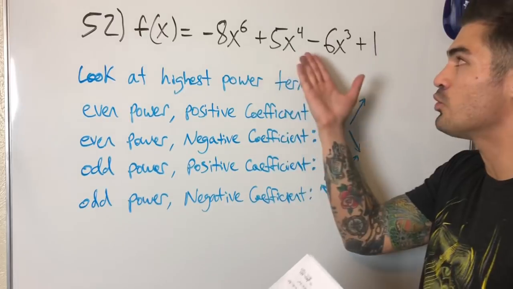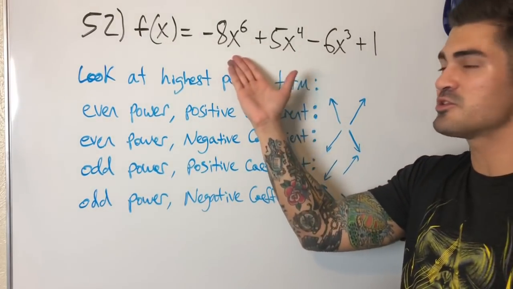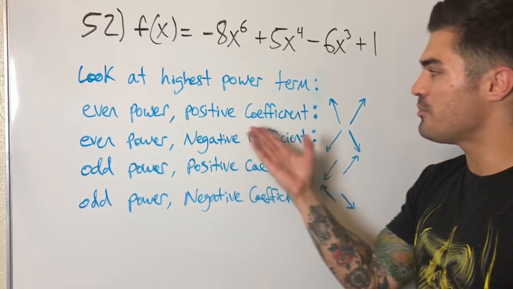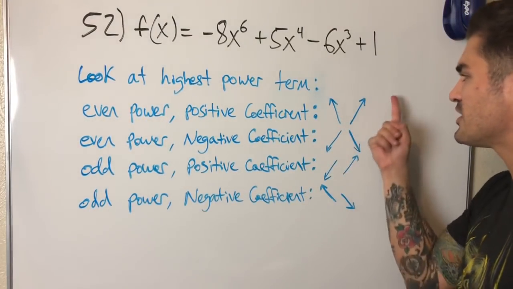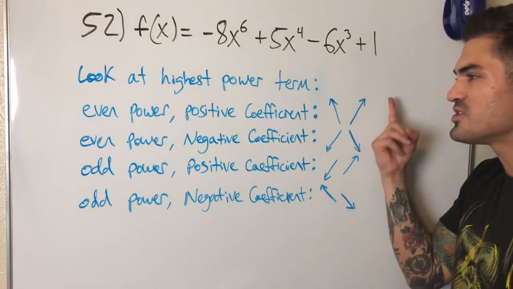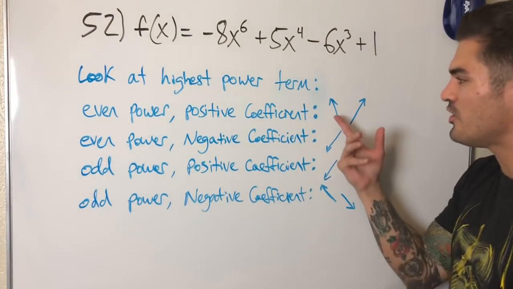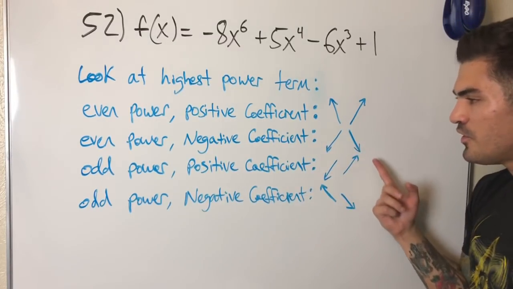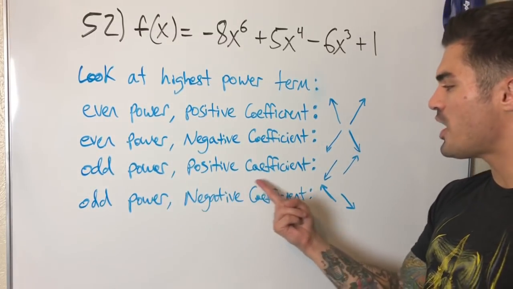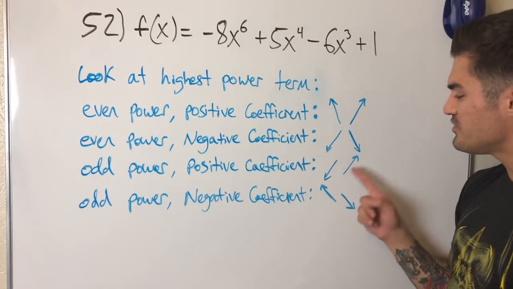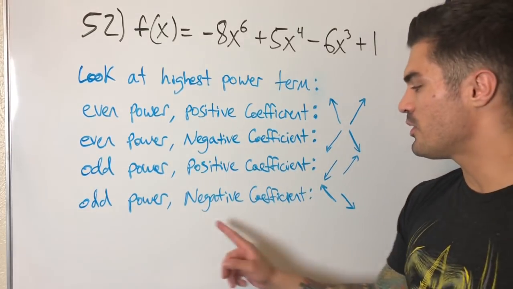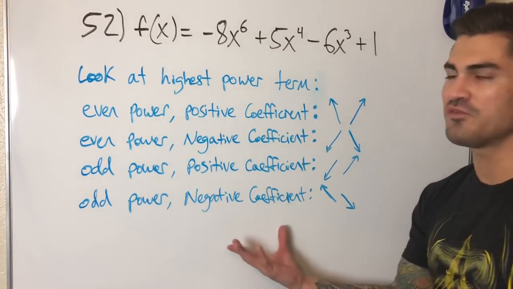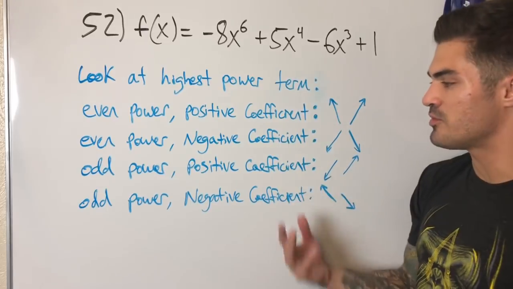So in this case, it's already in order from highest to lowest. So our highest power term is just right here. But if our highest power term has an even power and a positive coefficient, then our end behavior looks like this. So you'd say rises left, rises right, or up left, up right, however you want to call it. It looks like this. Even power, negative coefficient, falls left, falls right. Odd power, positive coefficient, falls left, rises right. Odd power, negative coefficient, rises left, falls right. So these are the 4 possibilities when dealing with these functions that are polynomials.